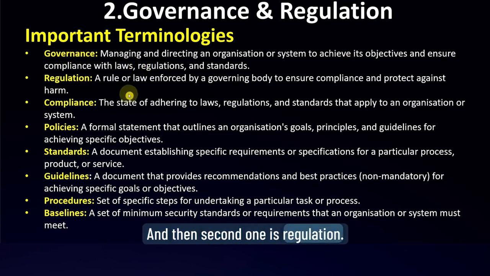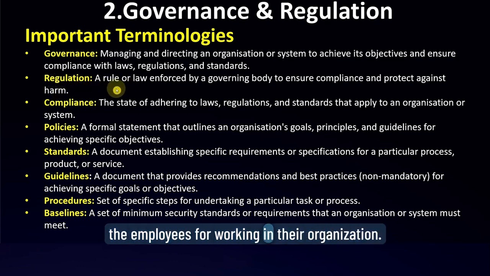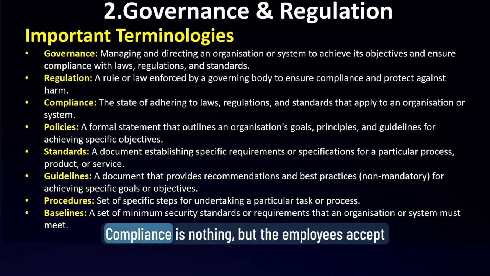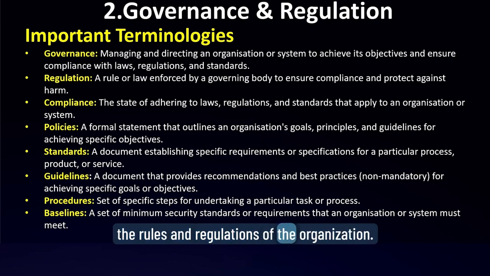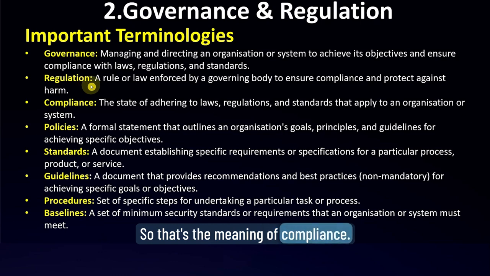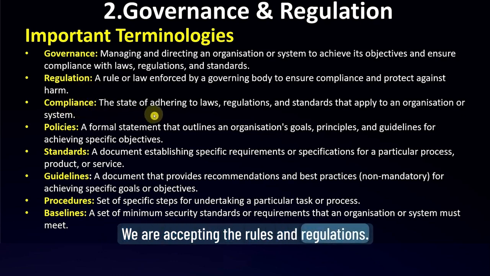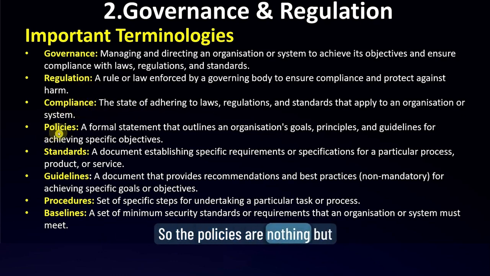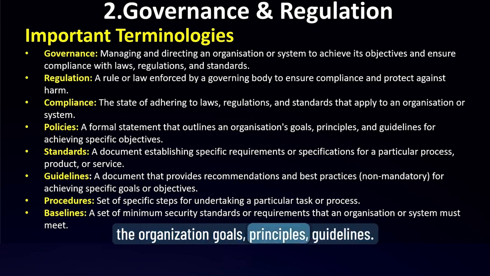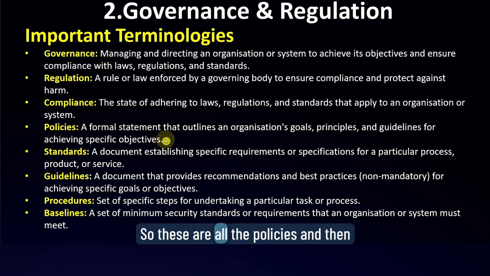The second one is regulation. Regulation is a rule to be followed by the employees governed by their organization. The rules must be followed by the employees for working in their organization. That's the regulation. And then compliance. Compliance is when the employees accept the rules and regulations of the organization. That's the meaning of compliance. We are accepting the rules and regulations. The policies are the organization's goals, principles, and guidelines. These are all the policies.